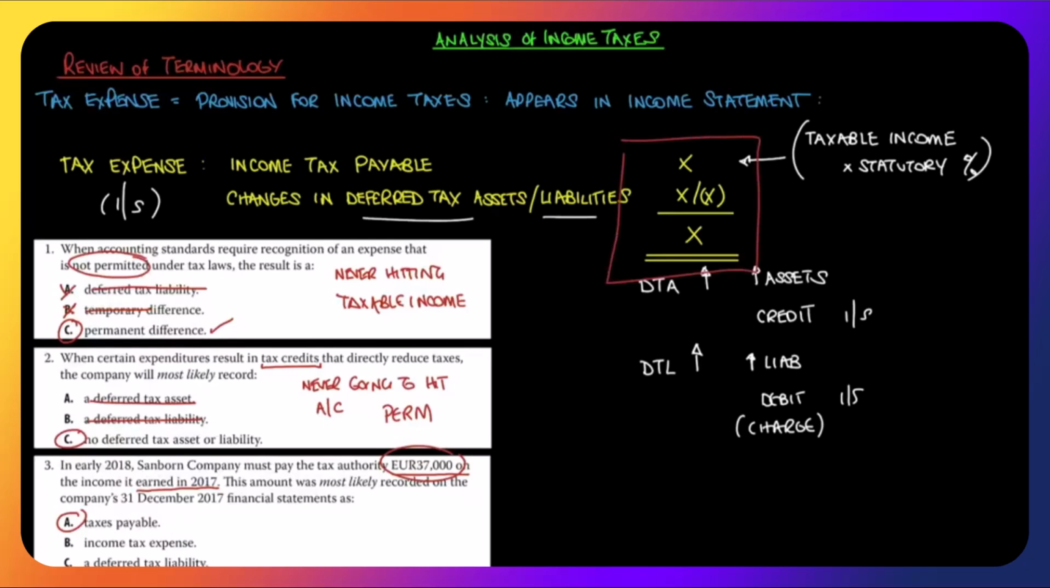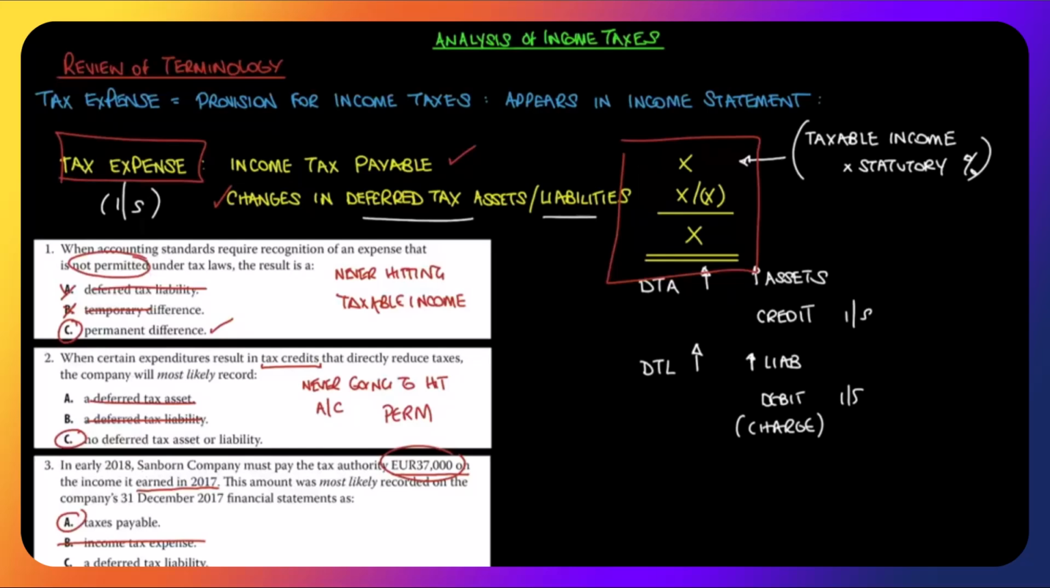Remember, income tax expense on the income statement has a couple of elements: your income tax payable and changes in deferred tax balances. So not B. A deferred tax liability, no. Deferred tax liabilities are accounting constructs. They are different than the actual tax payable. So 3 is A.